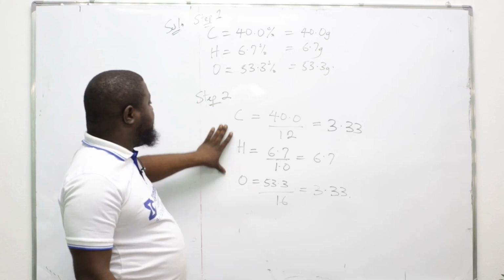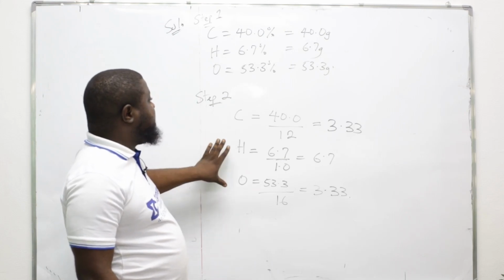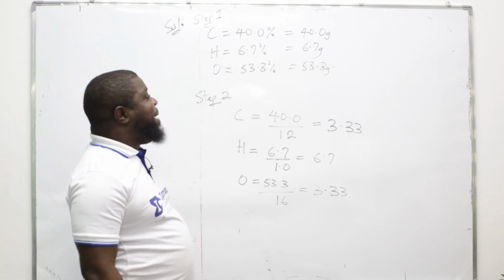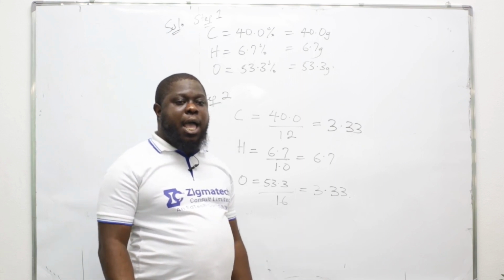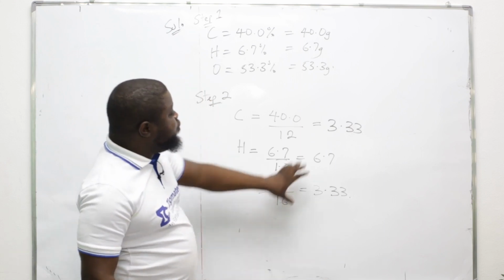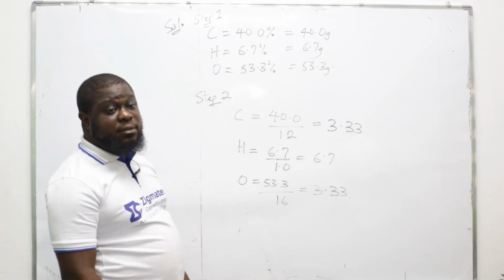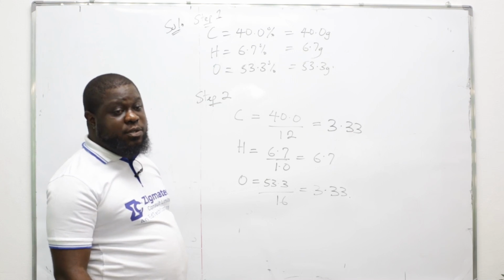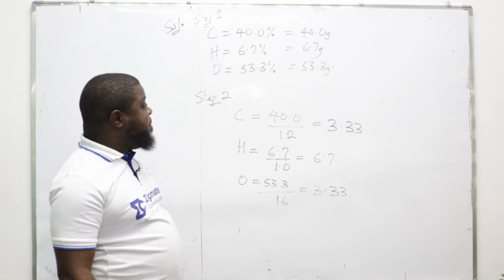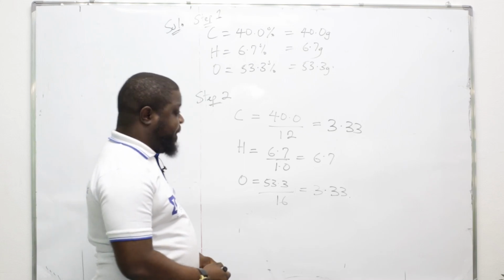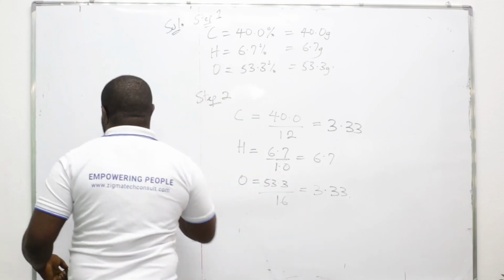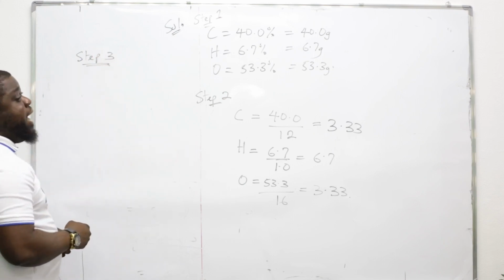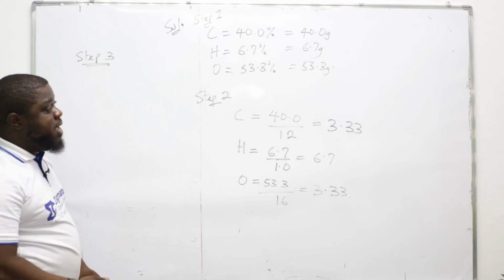Now, what did they say? We've gotten step 2. Now step 3 says divide them by the smallest number. We have two numbers that are smallest, so use one of them to divide. They say divide them by the smallest number you've got from the previous step.